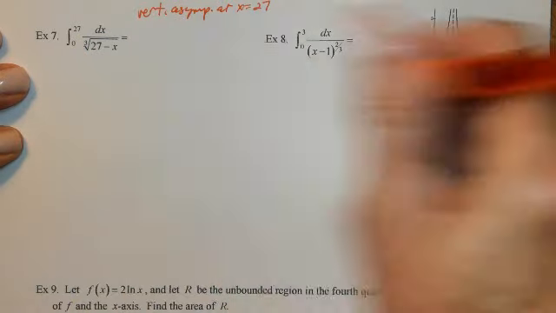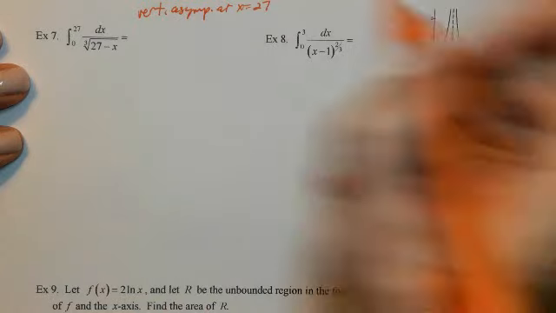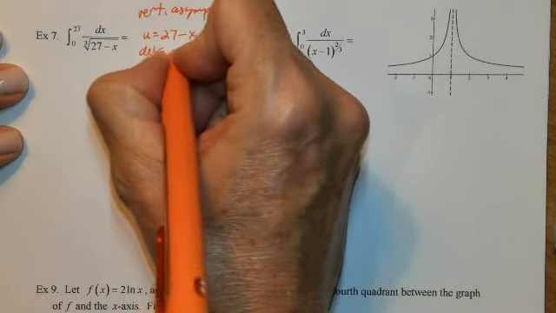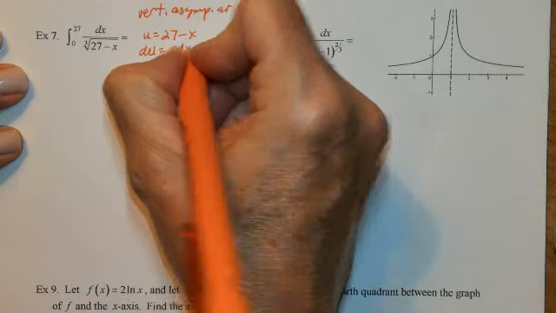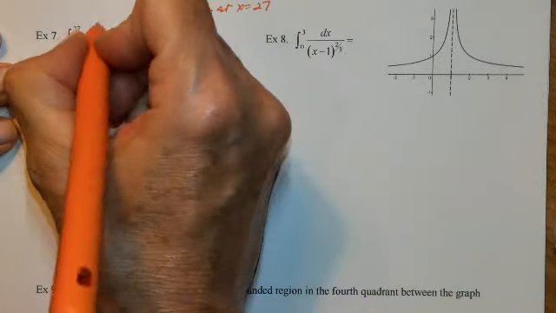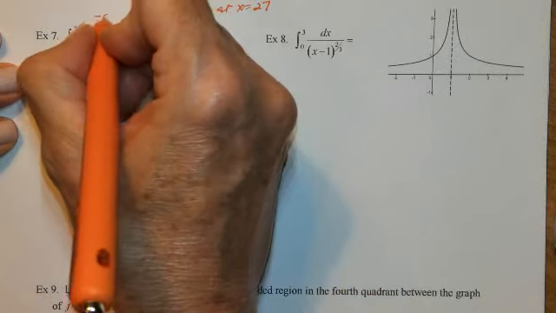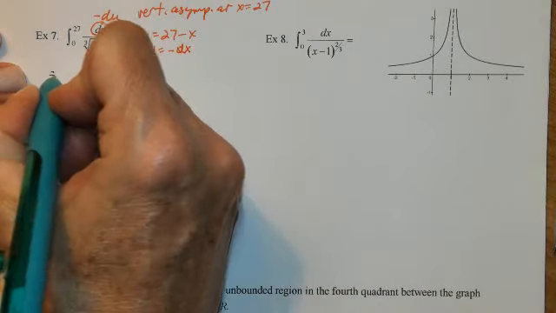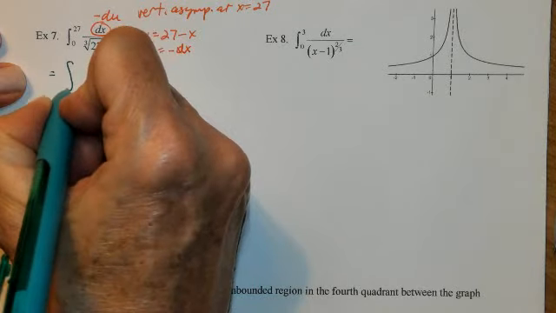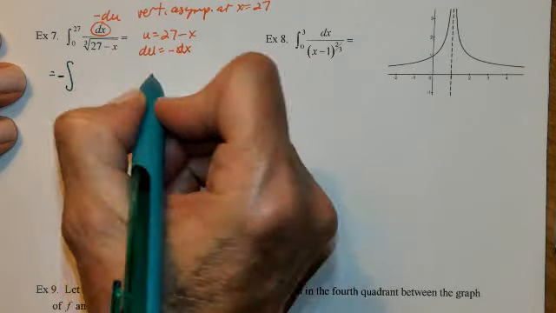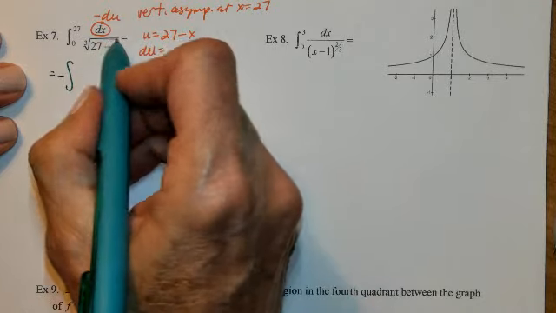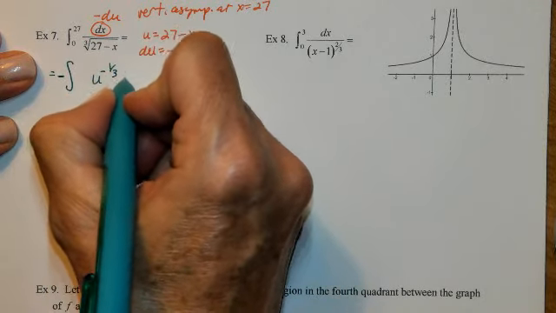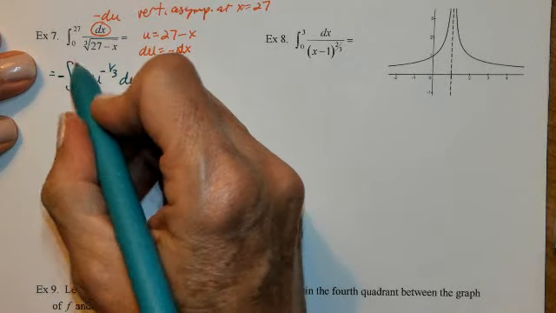I think I'll rewrite this. Well, let me just do a u sub. I'm going to come off to the side and do a u sub. U is 27 minus x. What is du? Negative 1 dx, right? So in place of the dx, I'm putting negative du, and then I will have a negative, right, from the negative du, and I will have u to the negative 1/3 du. What are my boundaries?